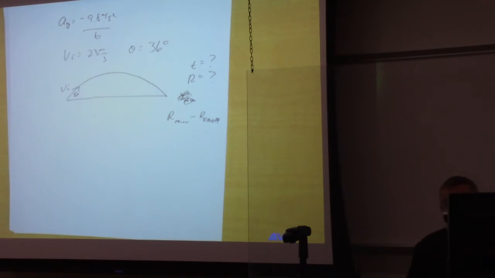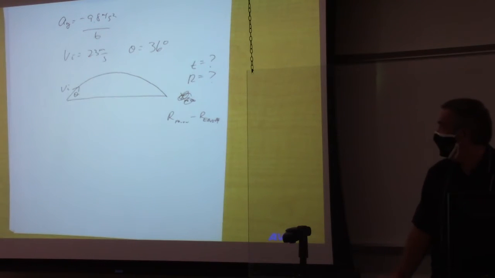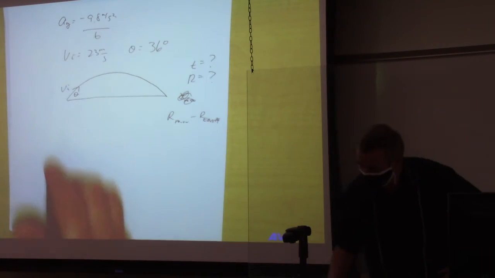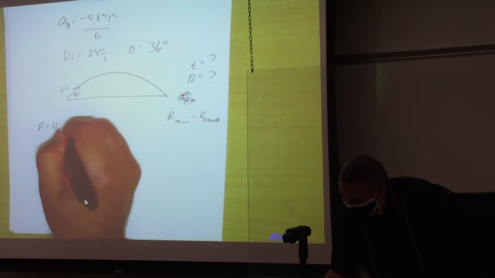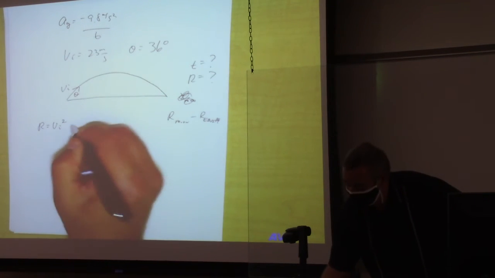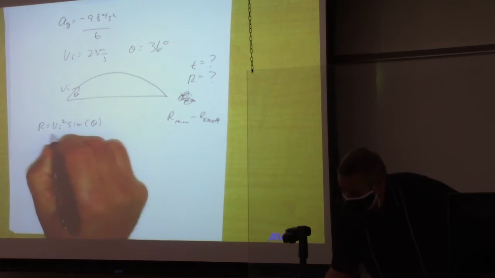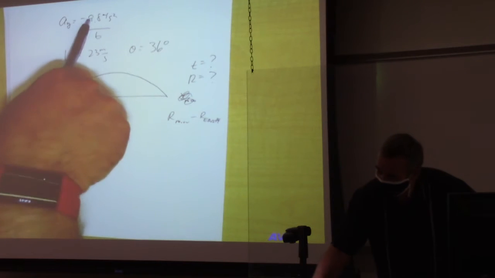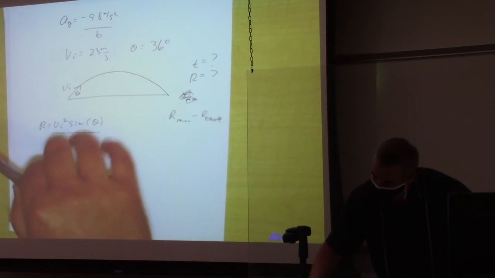So this problem, it's actually easier to do part B first. We'll figure out the range. It's easier because we could just use the range equation. We know the overall velocity. Don't forget to square it. Sine of whatever angle you have. And then divided by, I put the negative sign in for the magnitude. When we came up with the formula, the negative sign went away.